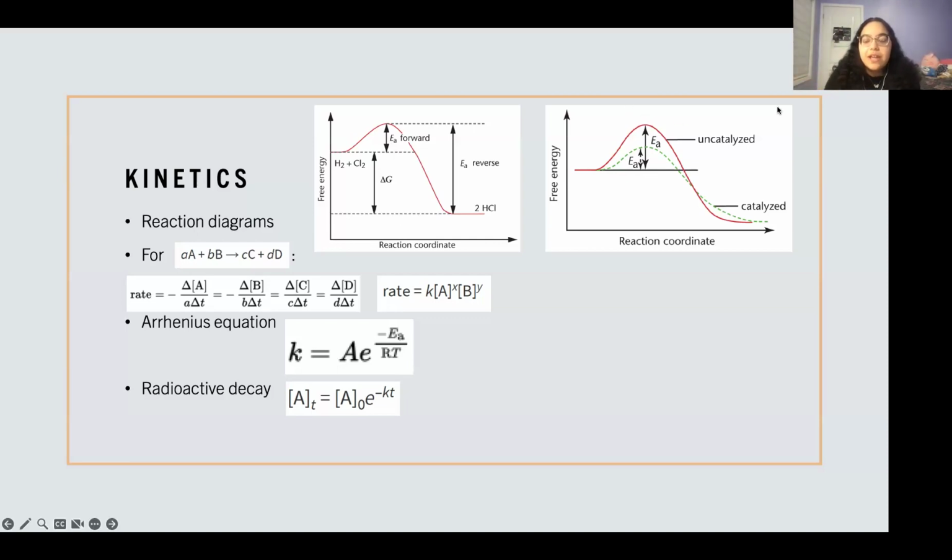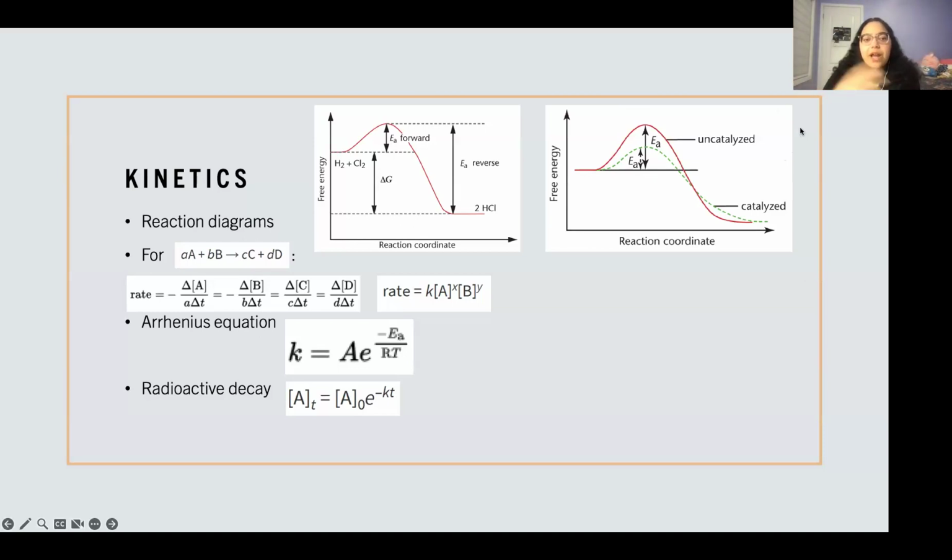If you have an enzyme, it usually lowers the activation energy. So you catalyze the reaction, that would be the green line on the right there, and you lower that barrier. But enzymes can't actually change the free energy of the reactants and products. So that start and end point will be the same. It's just a lower bump to have to cross.